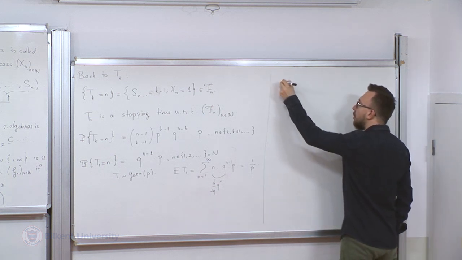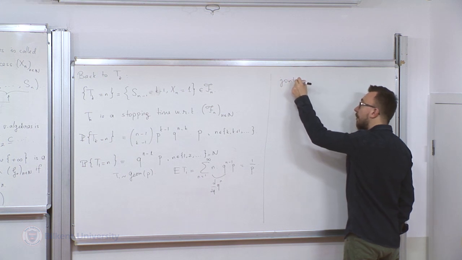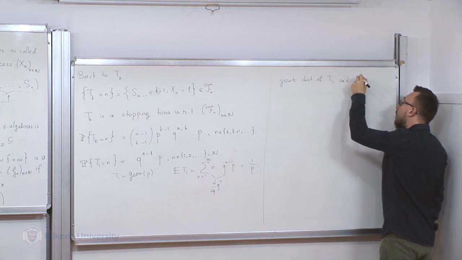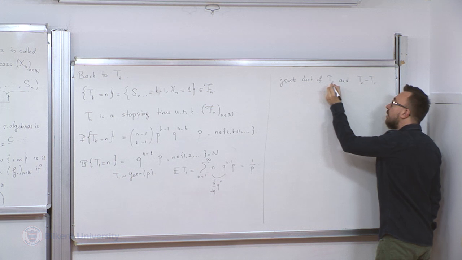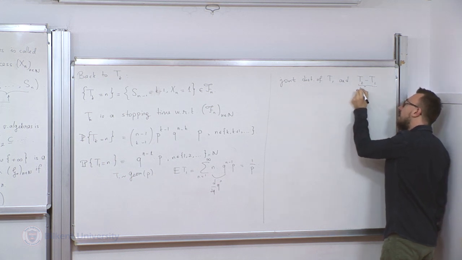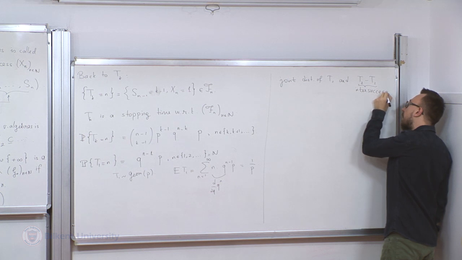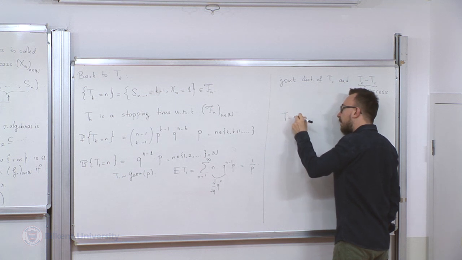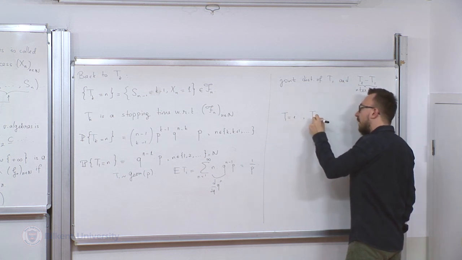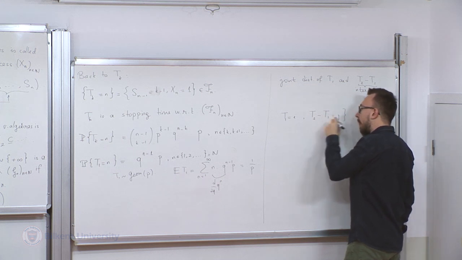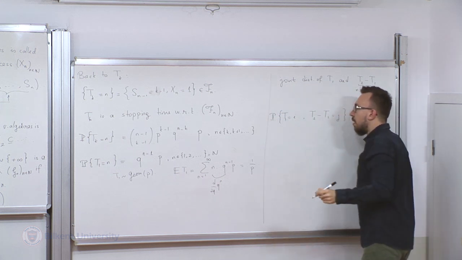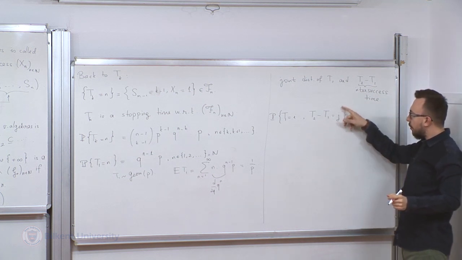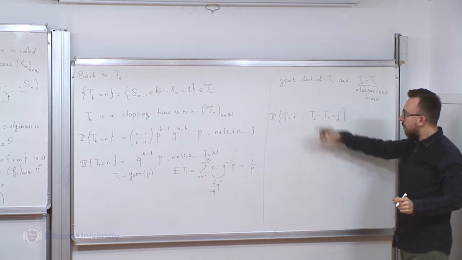So let's also look at the joint distribution of T1 and T2 minus T1. So this is the inter-success time, right? What is the probability that T1 equals i and T2 minus T1 equals j? Since this is the time between the first and second successes, it can be 1, 2, 3, 4, and so on. And this can also be 1, 2, 3, 4, and so on.